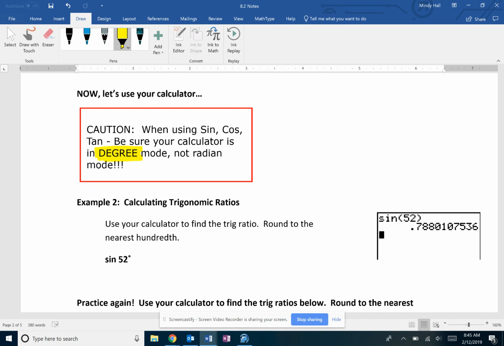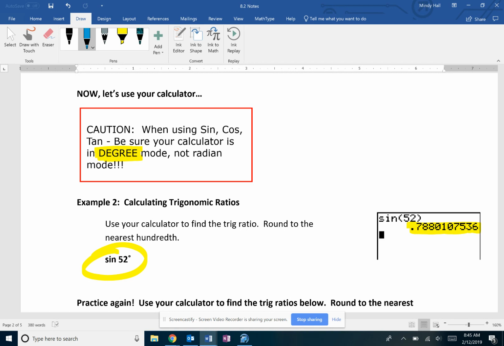So on your calculator that you use, just real quick, do sine of 52. And then you should get 0.78801 7536. If you don't, depending on the calculator you have, if you have a graphing calculator, you're going to want to hit the button mode, which is generally next to your second button, and then go down to your third option, and you'll see radian and degree. If radian is blacked, then just push it over to degree and push enter.